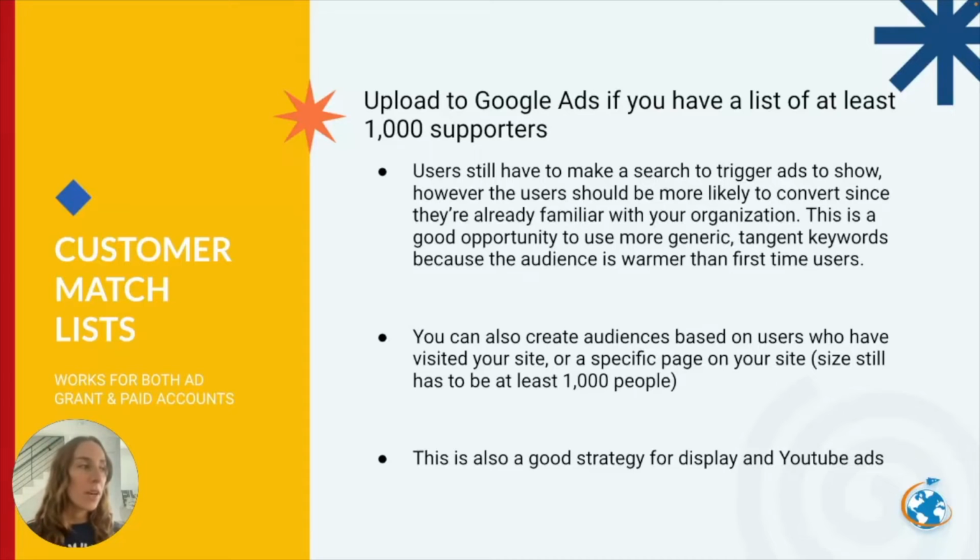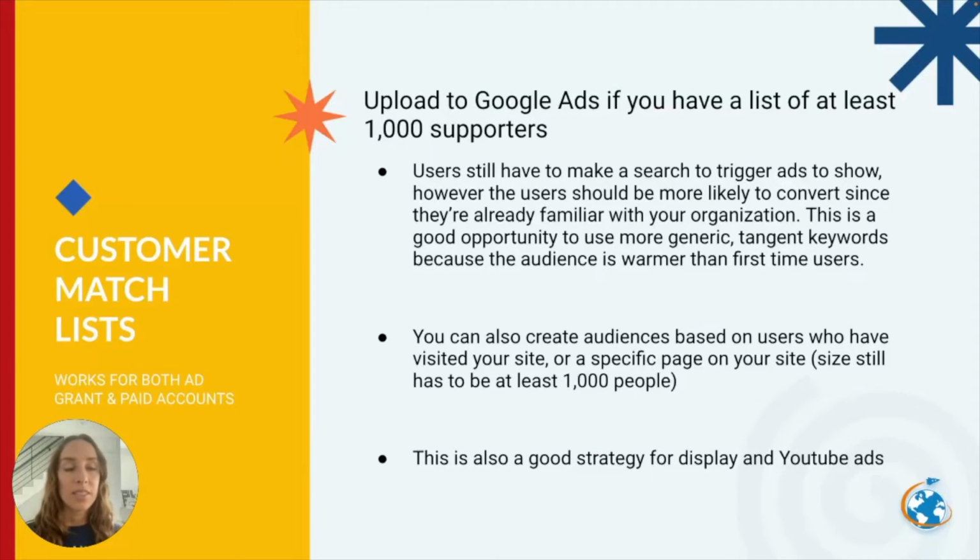So when I'm talking about customer match lists, this is kind of like I referenced before, just that list of supporters, whether it's previous donors or volunteers or email subscribers, just a list of contacts that you have basically. And so you can upload that list into Google Ads, again, noting that it does have to be at least 1,000 people. And to really work well, it probably should be at least 4,000 people.